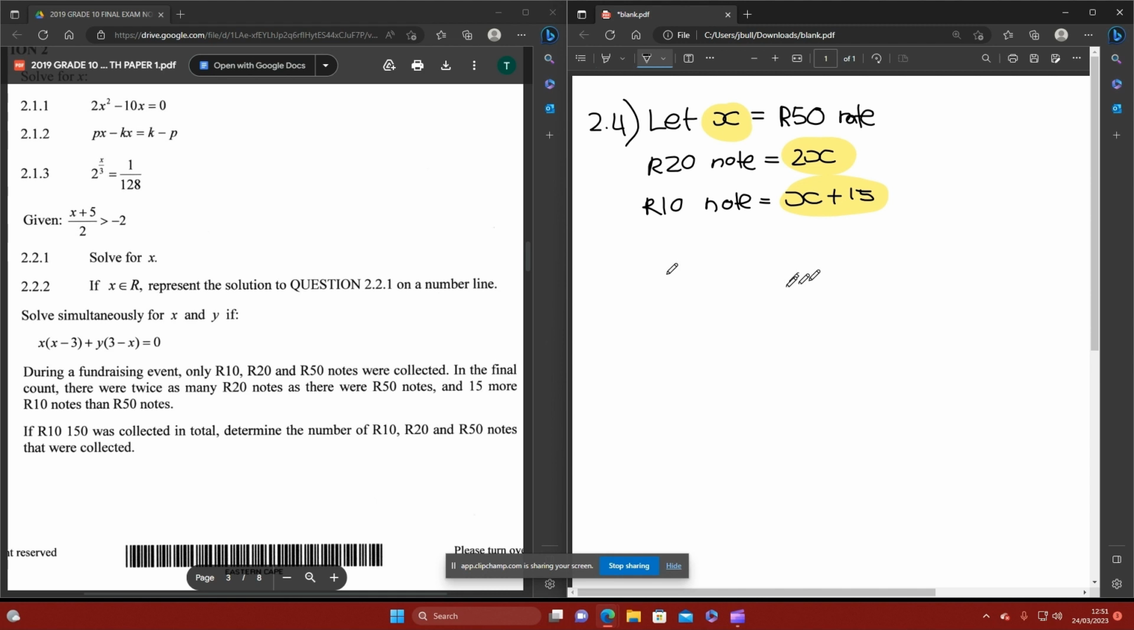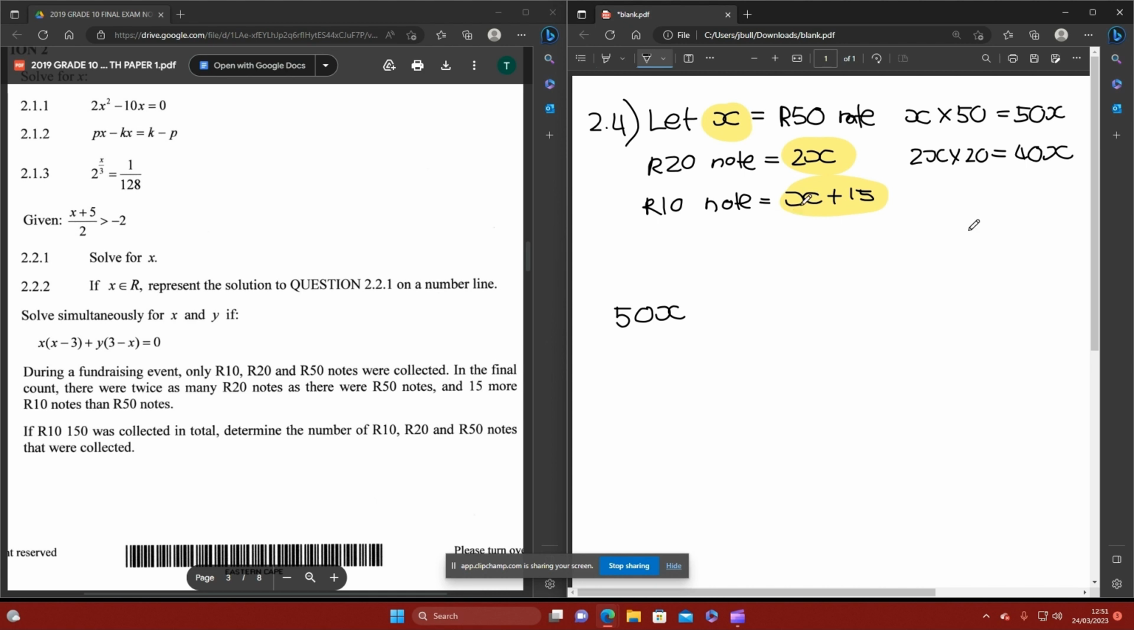Okay, so what we've got to say is, my 50 Rand notes, I've got x 50 Rand notes. Okay, so x times 50 Rand. So that means I've got 50x. Okay, that's how I'm going to write it when I actually put it into this equation. Okay, because that will give me my total. My 20 Rand notes, I've got 2x times my 20 Rand notes. So that means I've got 40x.